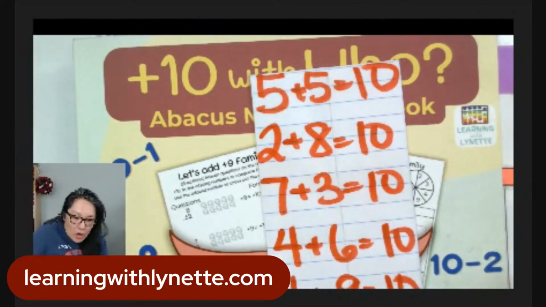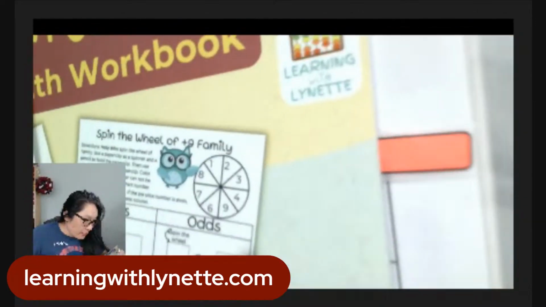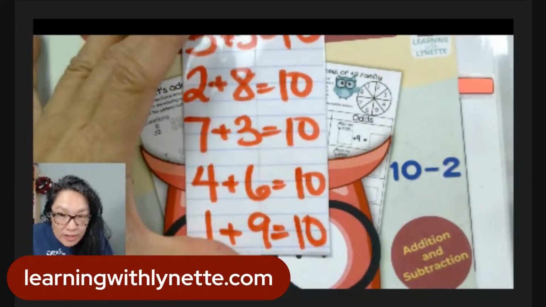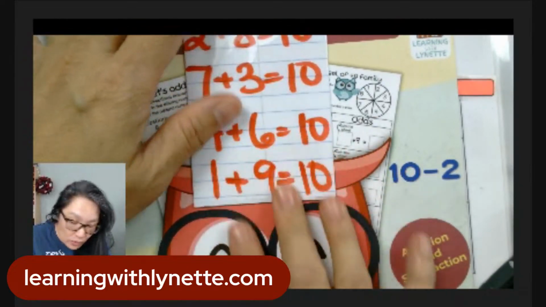So here's the thing. What happens if we need more beads? Because we can't just always be on the ones column. We have many more beads. When we look at it, it's the same thing. Let's do 9 and 1. 9 and 1 is equal to 10.